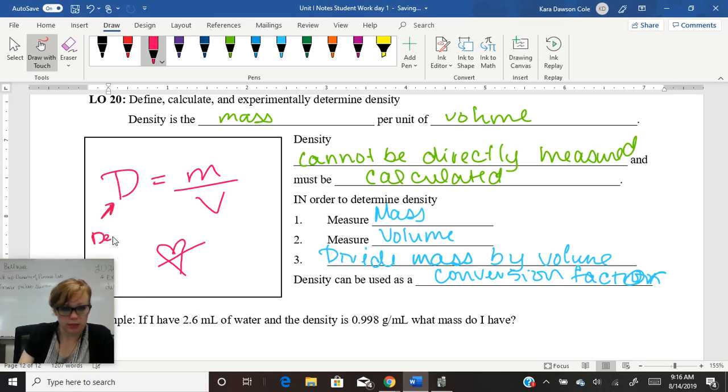So again, D is density. M, because it's in a formula, is mass. V, because it's in a formula, is volume.